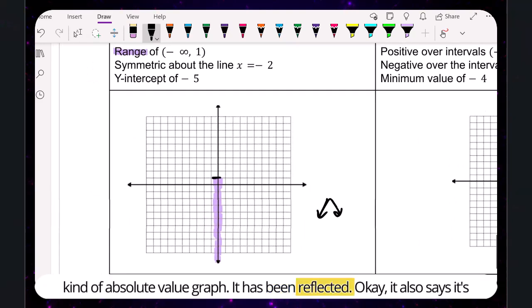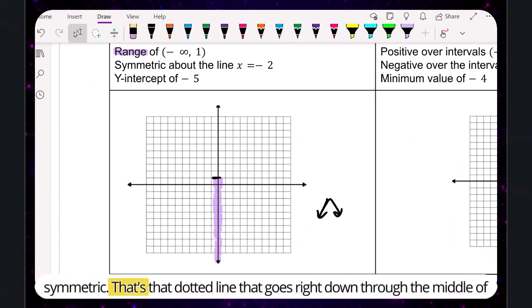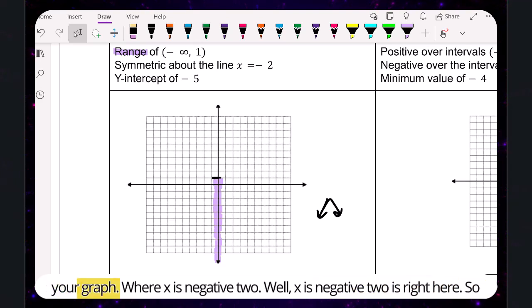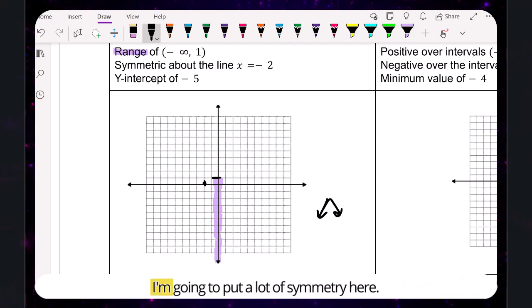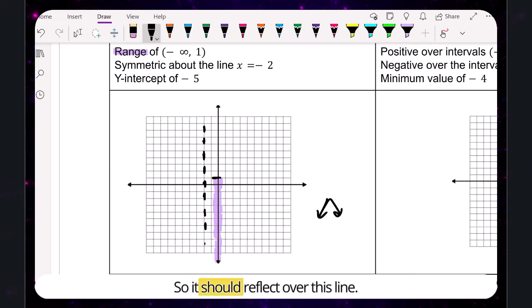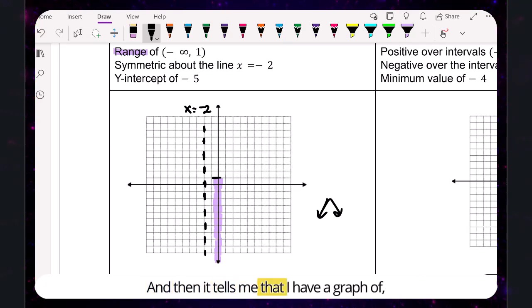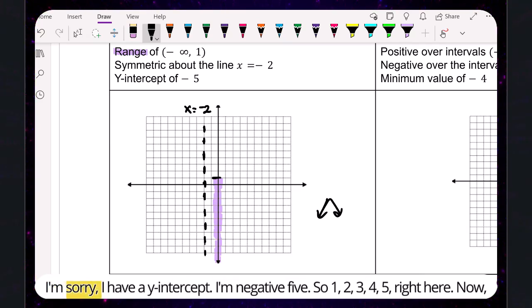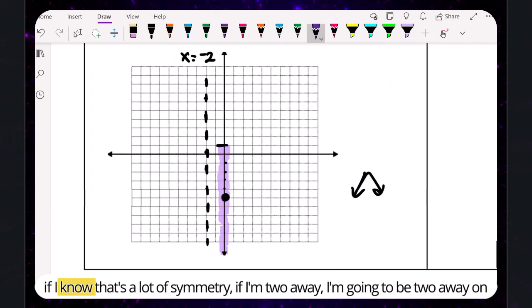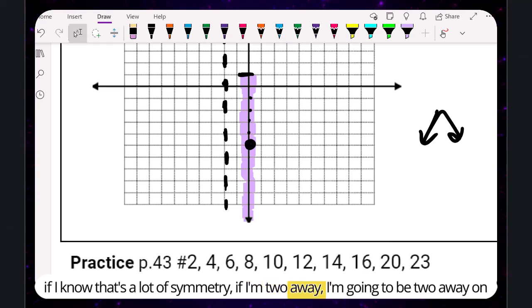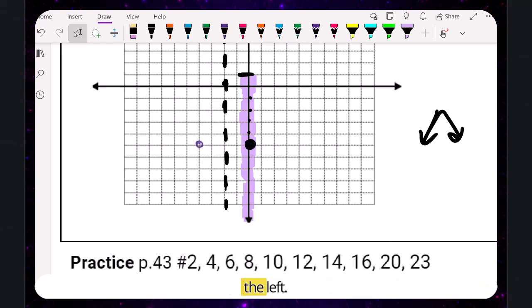It has been reflected. Okay, it also says it's symmetric. That's that dotted line that goes right down through the middle of your graph, where x is negative 2. Well, x is negative 2 is right here. So I'm going to put a line of symmetry here. So it should reflect over this line. And then it tells me that I have a y-intercept of negative 5. So 1, 2, 3, 4, 5 right here. Now, if I know that's a line of symmetry, if I'm 2 away, I'm going to be 2 away on the left.